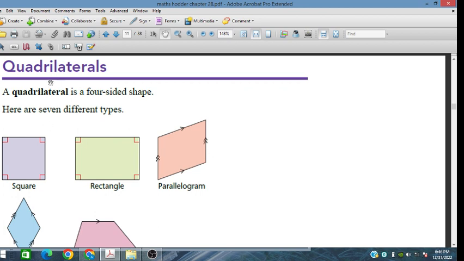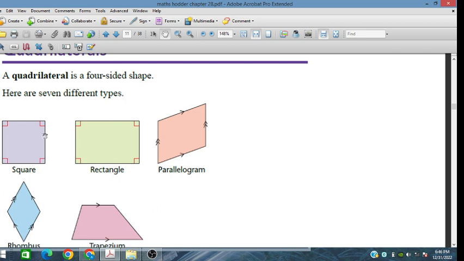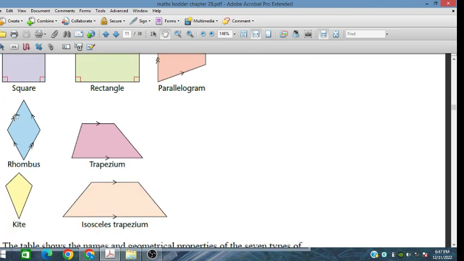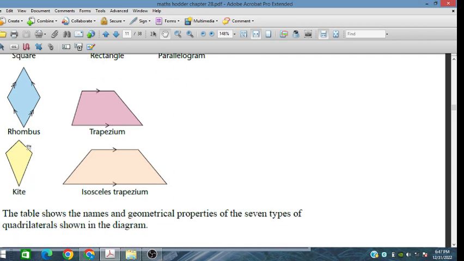And the quadrilateral has a 4-sided shape, and here we have 7 different types. This is called a square. All sides are equal and every angle is 90 degrees. Here every angle is 90 degrees, but the 2 opposite sides are equal. Here these 2 sides are equal and these 2 sides are equal, but there is no 90 degree angle. In a rhombus all sides are equal, but there is no 90 degree angle. In this trapezium, these 2 sides are parallel and these 2 sides are non-parallel. In a kite, these 2 sides are equal and these 2 sides are equal.